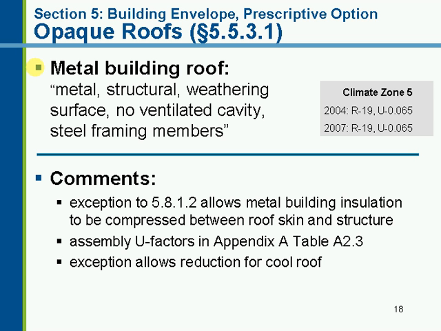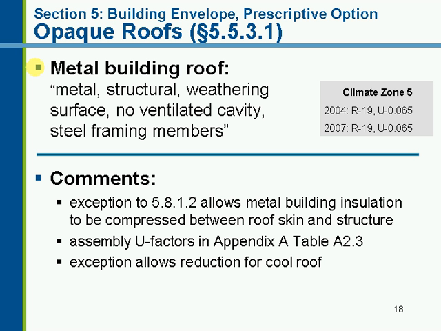And when we talk about metal building roofs, we're talking about a surface that's metal, it's structural, there's no vented cavity, and it's steel framing members. So it's not simply the material that's the roof. You can have a metal covering over wood framing, and that's not considered metal building. This is something where all the construction is metal.